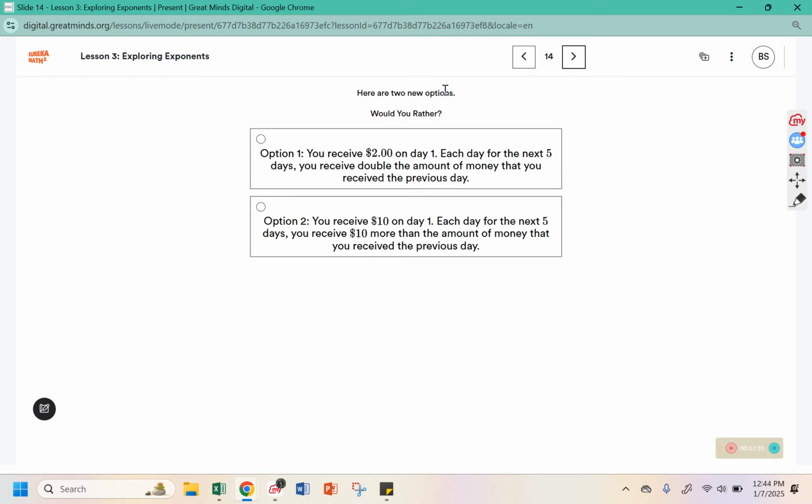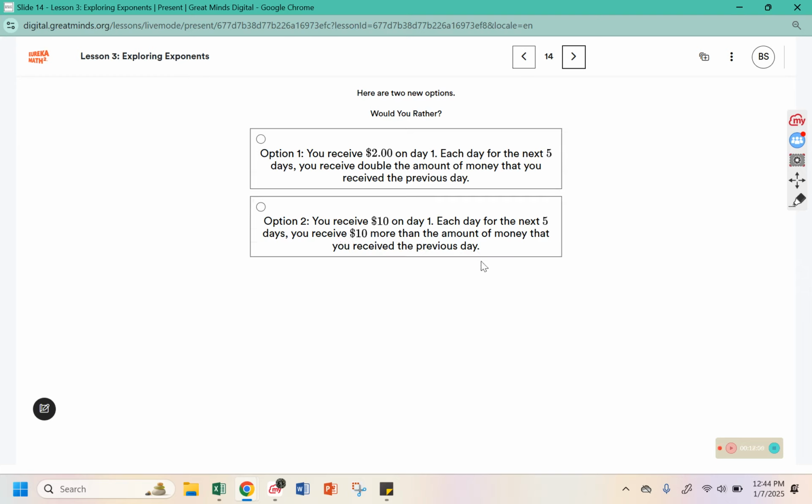Here are 2 new options. Would you rather receive $2 on day 1, and each day for the next 5 days receive double the amount of money that you received the previous day? Or receive $10 on day 1, and each day for the next 5 days receive 10 more than the amount of money that you received on the previous day.